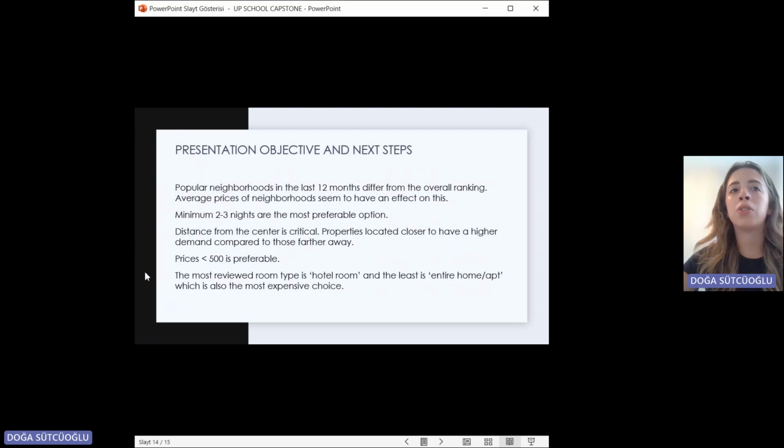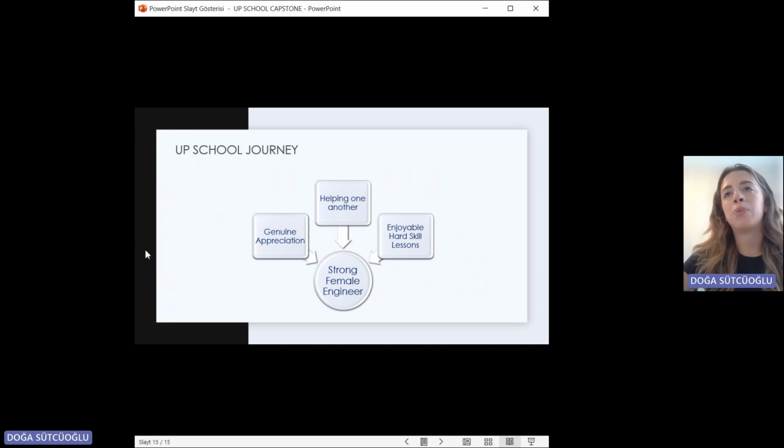Understanding the preferences and trends in popular neighborhoods, minimum stay durations, which is 2 to 3 nights, distance from center, price ranges, and room types can guide hosts and property owners in making informed decisions. This was the objective of this presentation. I believe that the insights we have shared today will offer valuable guidance and strategic direction to all stakeholders who are involved in the Amsterdam accommodation market.